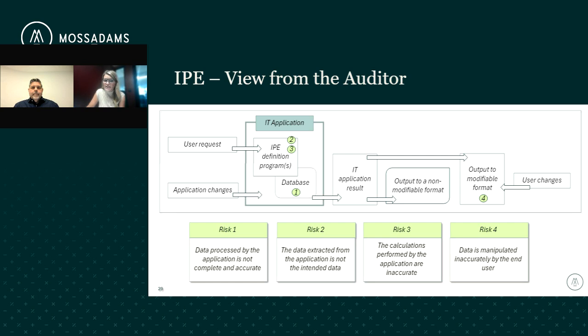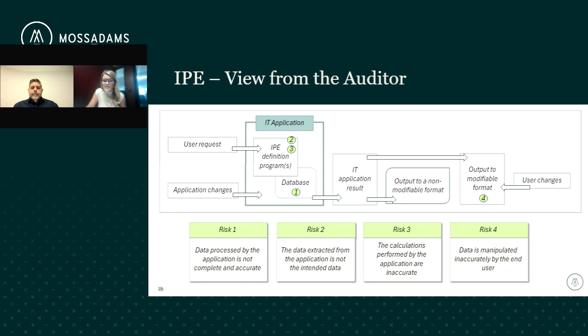Risk number two is that the data extracted from the application is not the intended data. So, perhaps the root cause of this is that the actual design of that report that you're using is pulling an incorrect company code or accounts. And so the data extracted is not complete or accurate. The third risk we think about is that the actual calculations performed by the application are inaccurate. So maybe thinking about what we just talked about, some automated control was changed, didn't go through change management, it's not functioning as designed, but that's causing the information in the report to be inaccurate.